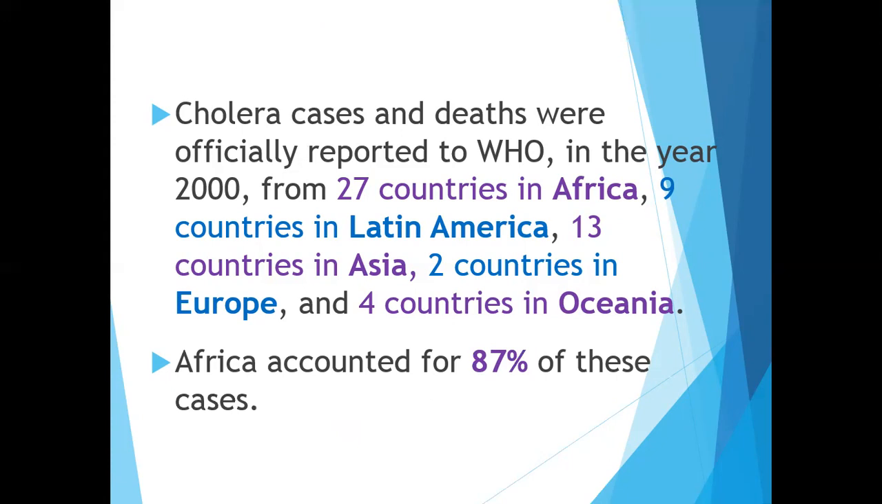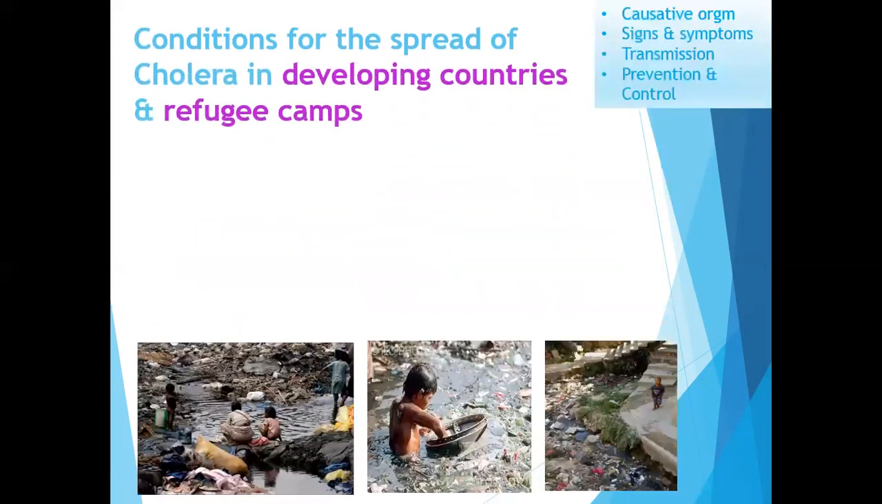So why is it Africa, where there is recurrence of this disease? If a disease keeps on recurring in a place, then we have to go and look at the efficiency of prevention and control measures taken in the country, and then you will know why. Okay, so this is a condition for the spread of cholera in developing countries and refugee camps. So why are they happening?